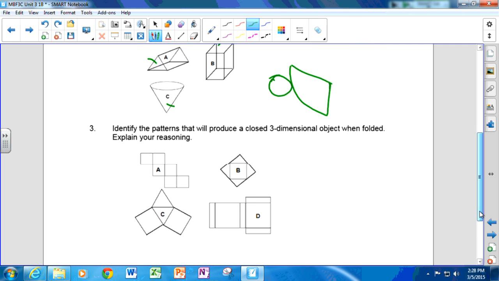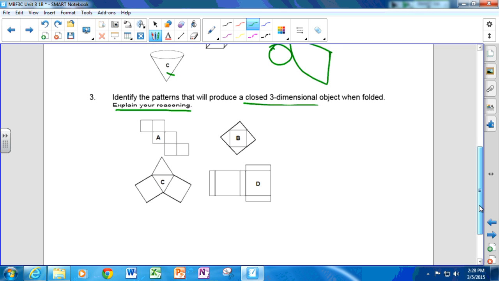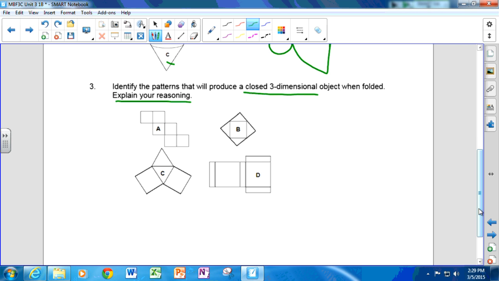And then identify patterns that will produce a closed three-dimensional object when folded. Explain your reasoning. So again, what we're really trying to say here is, for example, D, it's a box with a lid. We've got 1, 2, 3, 4 sides that would wrap around, and then we got the 2 ends. So we have all 6 sides that we would need to make a small little box. It looks something like this.